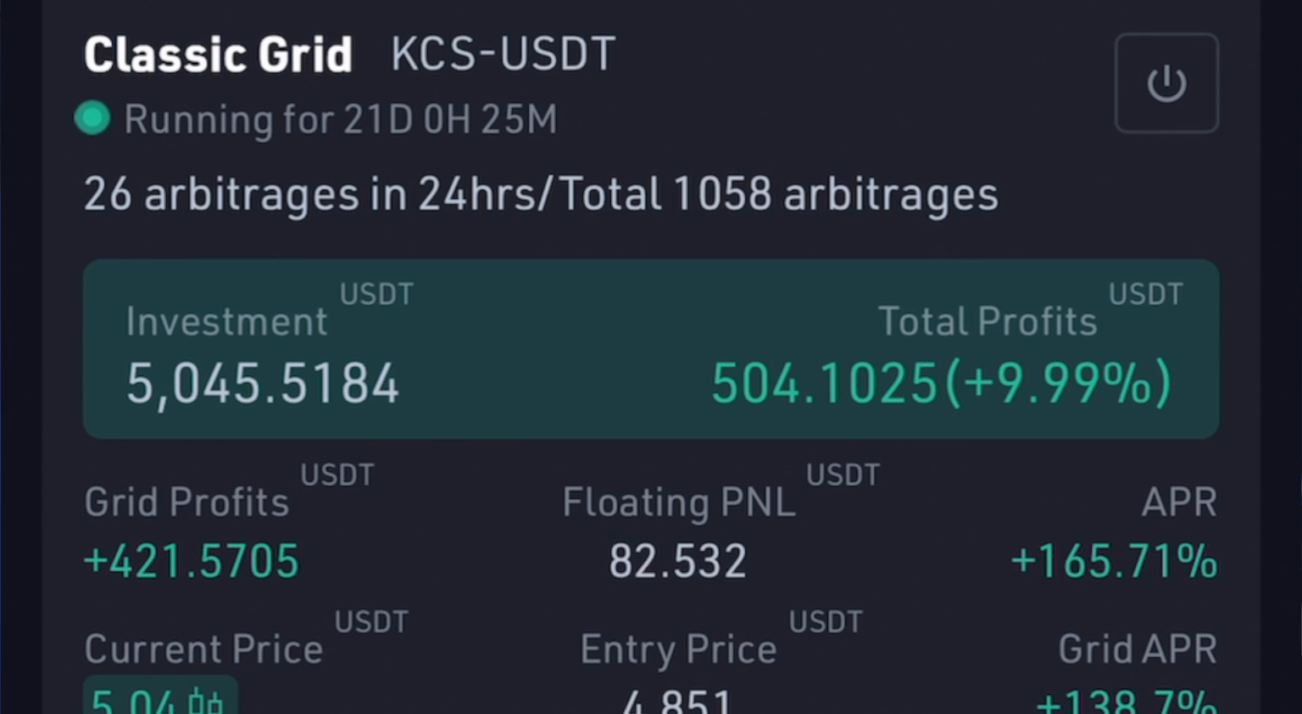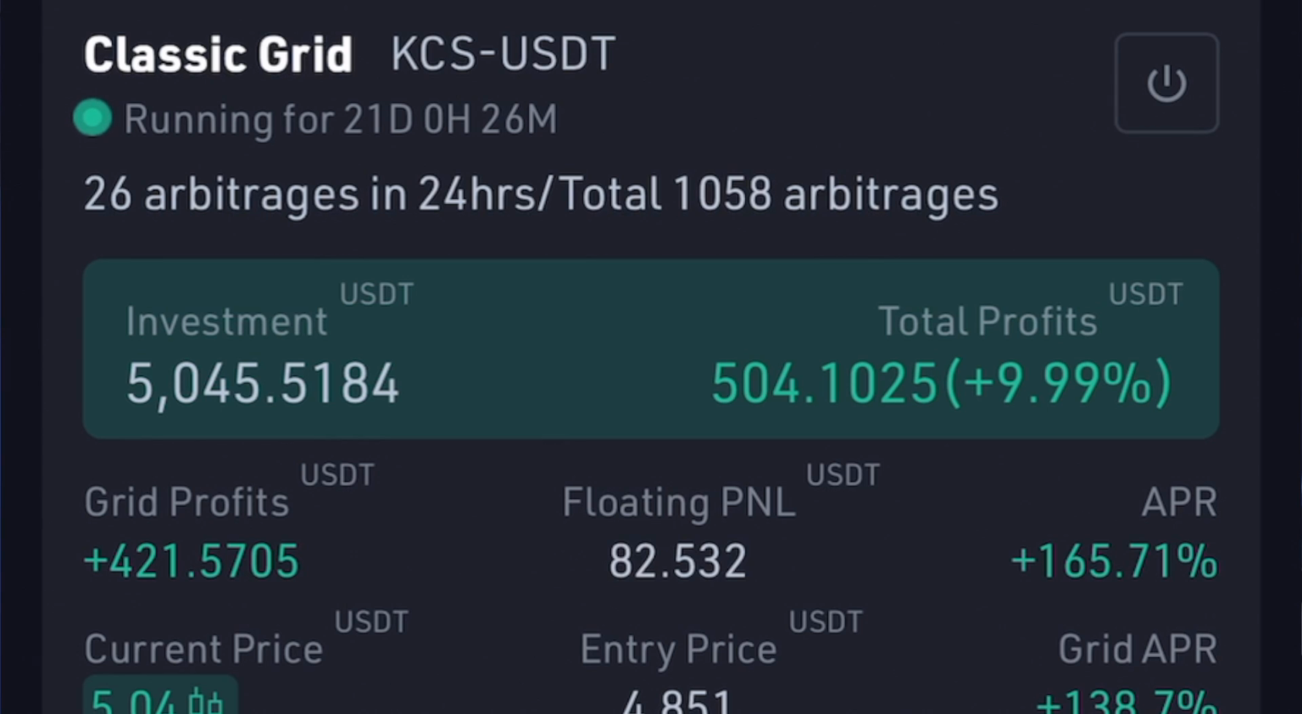So far today, the robot has done 26 arbitrages. And since I started this robot, it has done 1,058 arbitrages. This simply means trades. And as you can see, I invested $5,045 into this trading bot. And so far today, we are up 9.9% on the day, which is pretty sweet. And we have made $504 in profits. This is by far one of the best days that this trading bot has had.